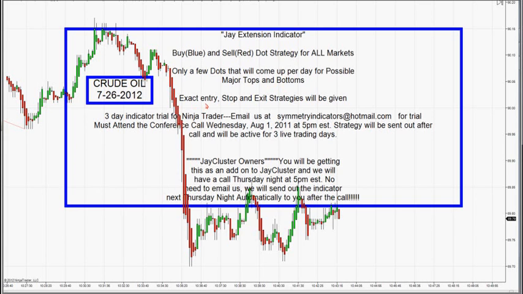You will know the exact entry to look for after Market Analyzer comes up, or the chart. You'll know the exact stop. You'll know the exact strategy or exit strategy, and I'll be giving this on the conference call.